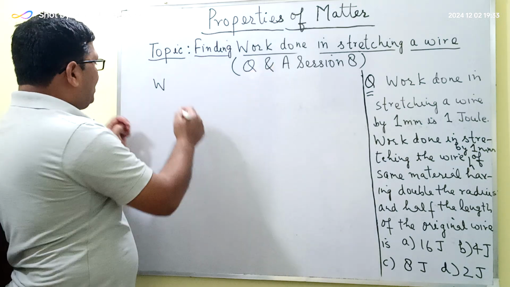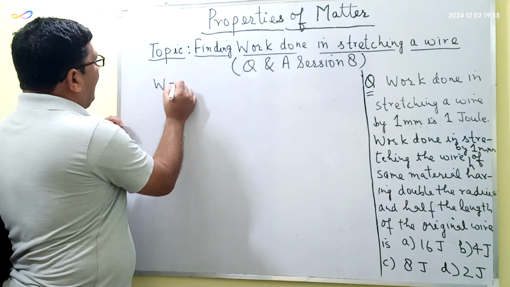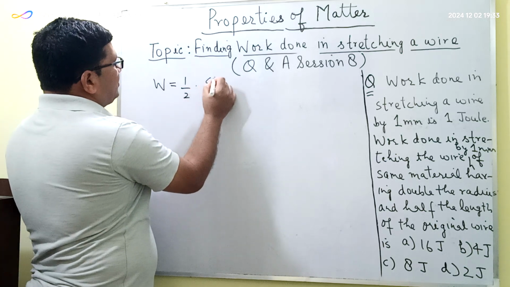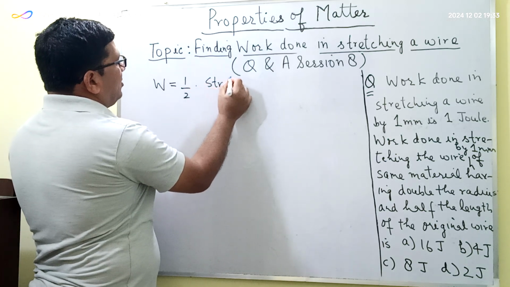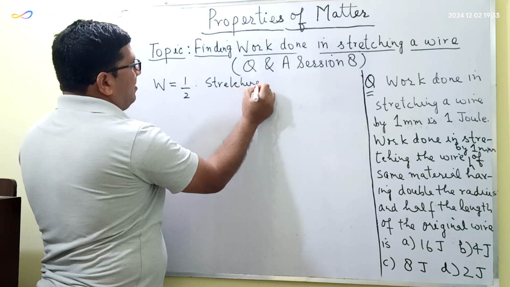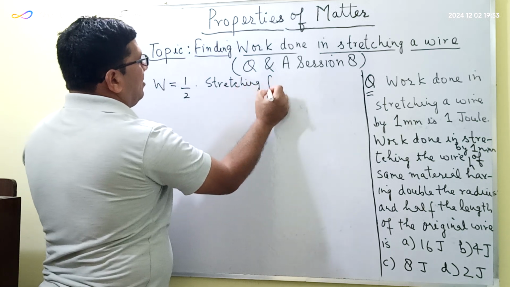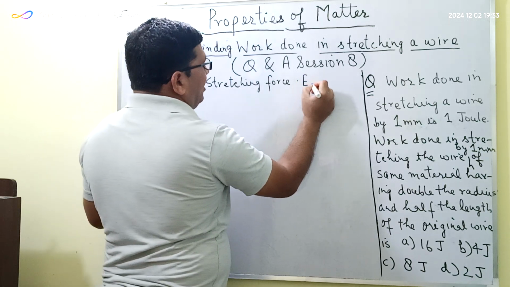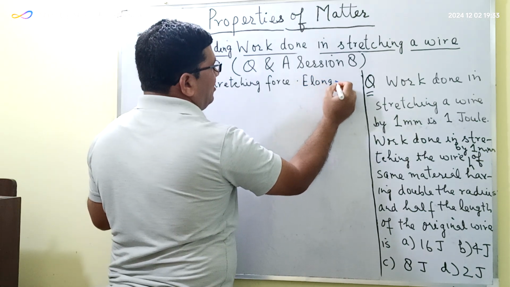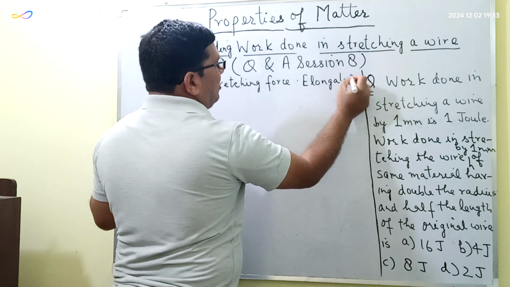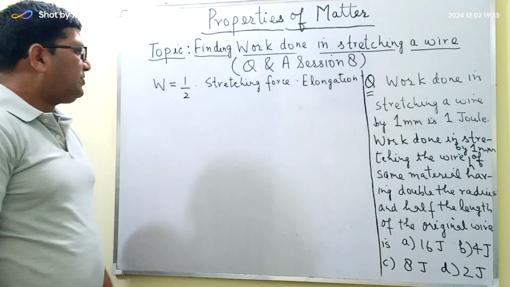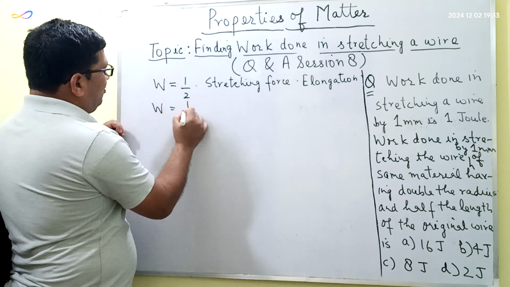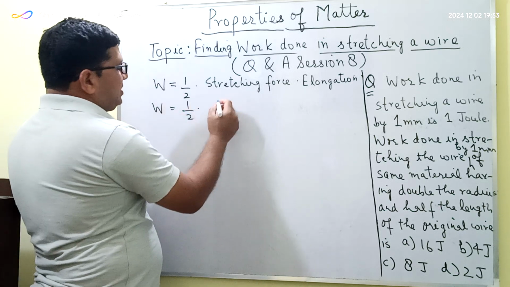So the work done in stretching a wire, as we have learned in the previous session, that is session number 7, is equal to 1 by 2 into the stretching force multiplied by the elongation of the wire. So this was the formula which we have learned in the previous session, and from this formula, work done is equal to 1 by 2 into stretching force.